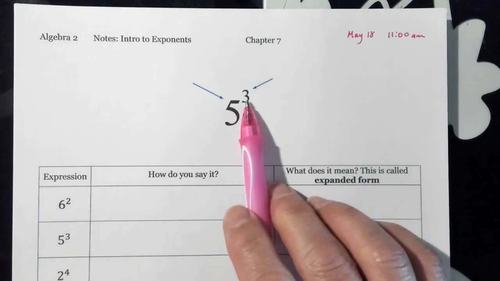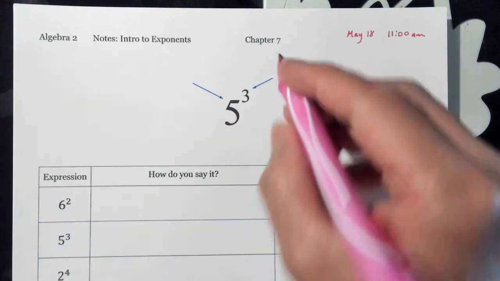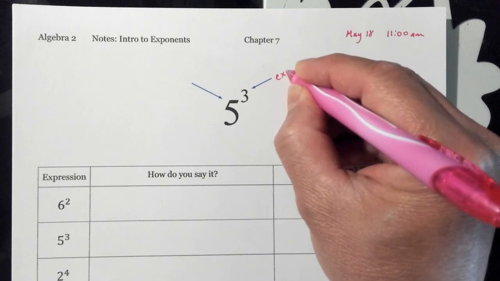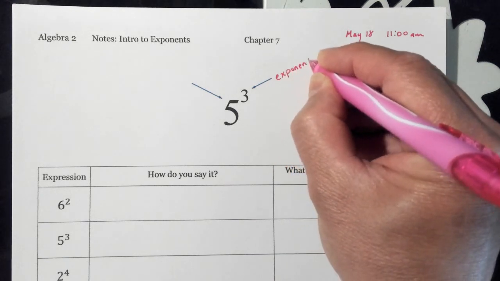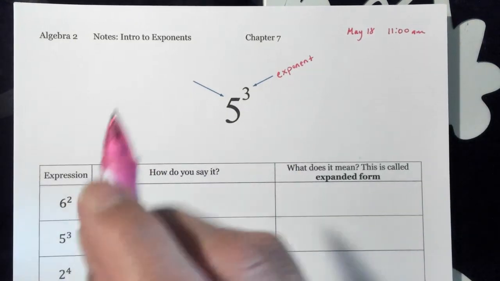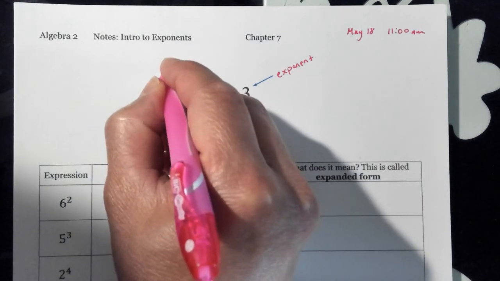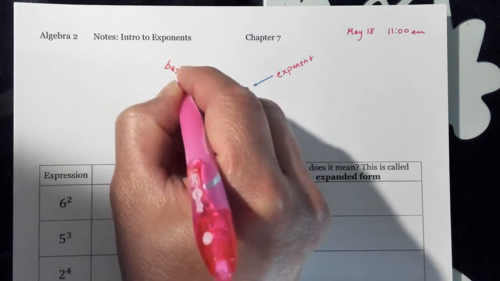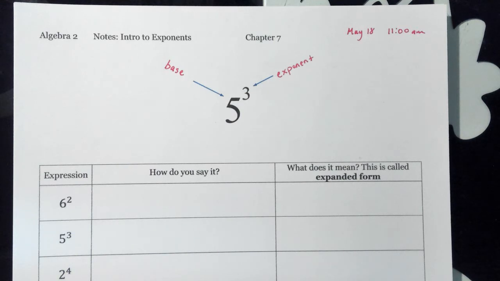This little number up here is called the exponent. You know this already. This number right here is called the base. I think we talked about that way back in October when we were doing PEMDAS, or September, but I can't remember, to be honest with you.